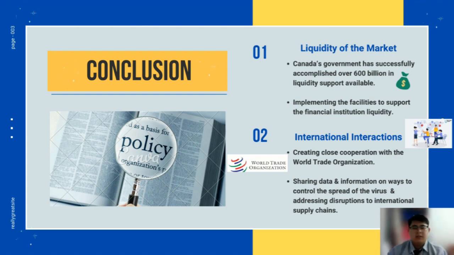The second policy is that Canada's government has put effort into international interactions with the World Trade Organization. The cooperation will allow Canada to get data and information on ways to control the spread of the virus and helps Canada to address its supply chain disruption.